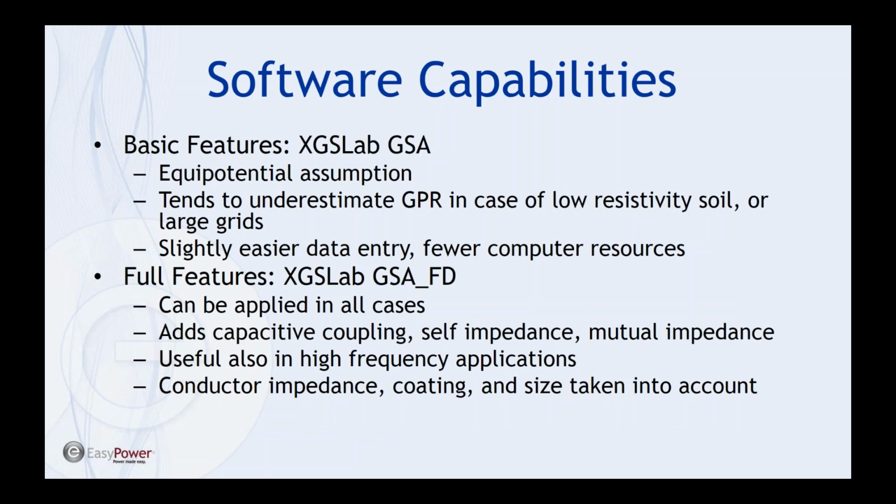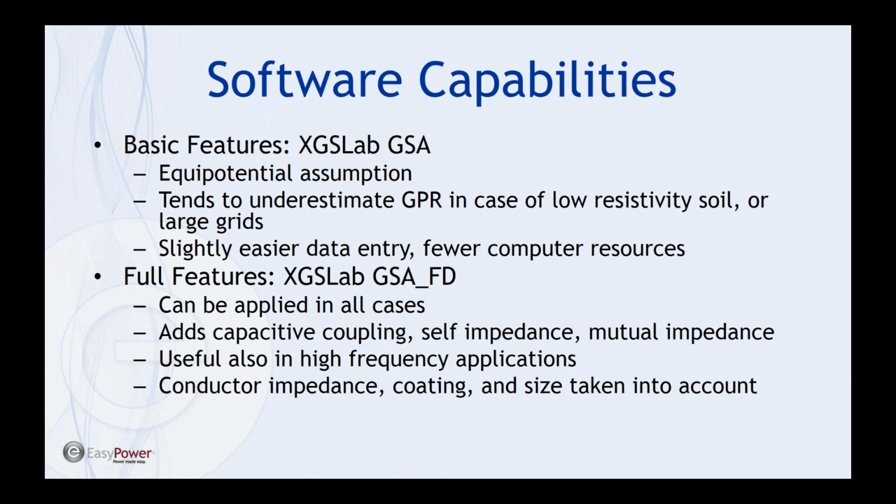So software capabilities. We will step you through software capabilities in terms of XGS Lab offerings, but we'll also talk about others. First, we'll talk about the base level module, which is called XGS Lab GSA. And this GSA module is similar to the CDEGS MALT module, as well as some offerings from ETAP and SKM. There are a couple other simplified grounding modules out there.